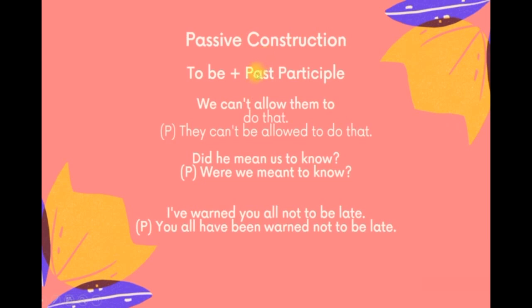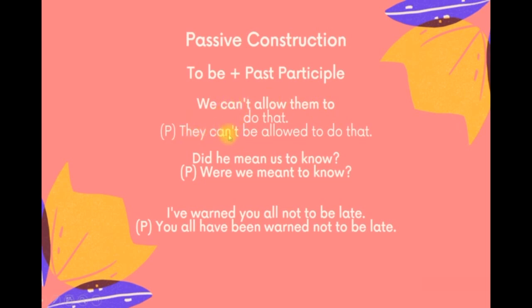Okay, in passive construction, we should remember that the pattern is to be plus past participle. If we make this sentence into passive, we can put it into this pattern. For example, we have the sentence, we can't allow them to do that. How to make it into passive? Okay, we'll change the subject. Here we'll put them, the object in the active sentence, into the subject in the passive sentence. So them is the object, it changes into they as the subject.